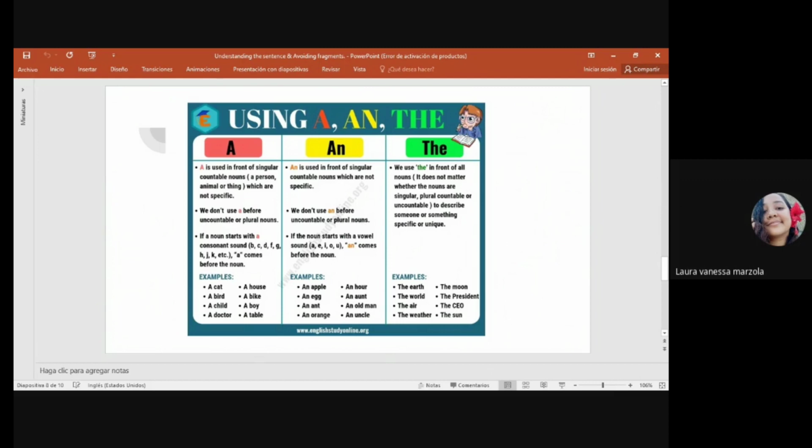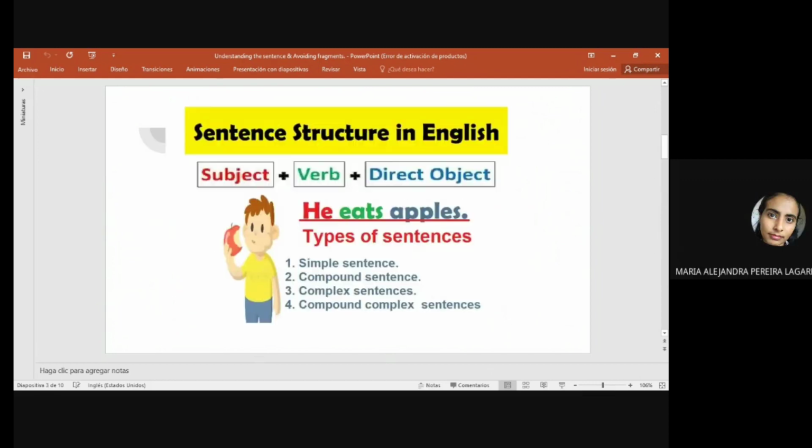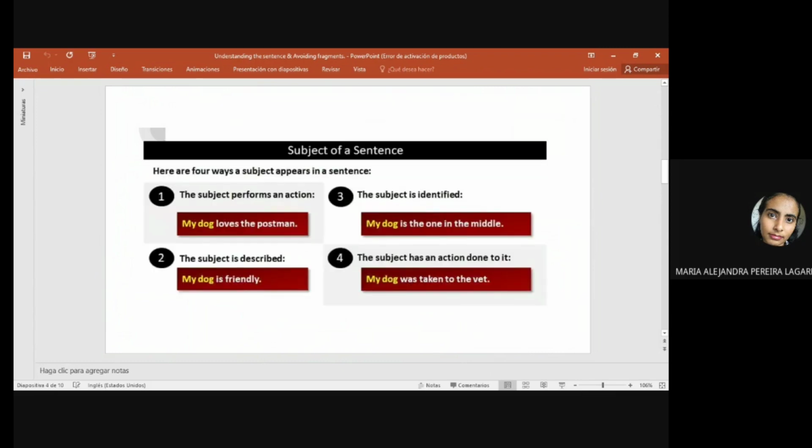Okay, Laura, as you said, we can find subject structure in English, types of sentences: simple sentence, compound sentence, complex sentence, and compound-complex sentence. In the subject of a sentence, we can find a subject performing an action. As an example, my dog loves the postman.